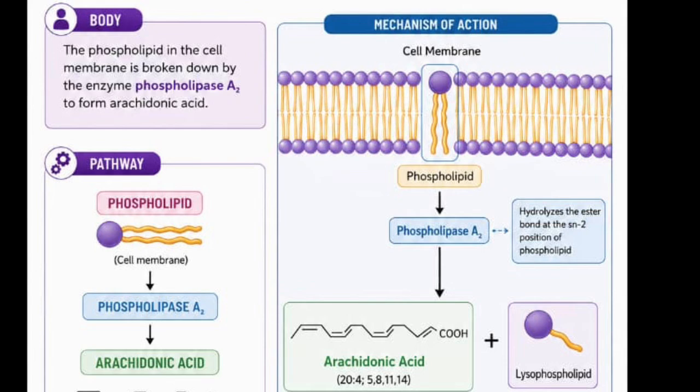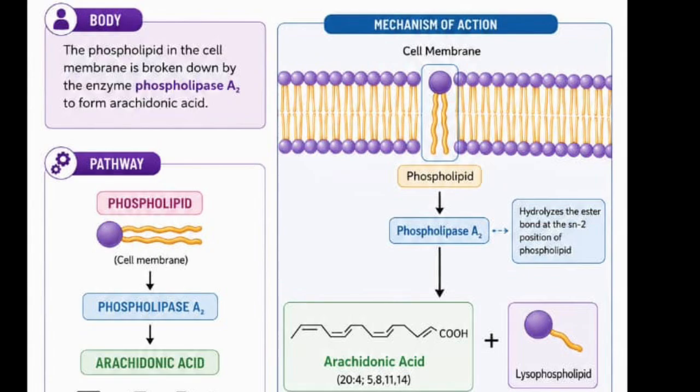It hydrolyzes the ester bond at the second carbon position in the phospholipid. So if I hydrolyze the phospholipid with phospholipase A₂, I'll get arachidonic acid, and somehow releasing lysophospholipid. So using phospholipase A₂, I can get arachidonic acid and lysophospholipid. Are you getting me now?